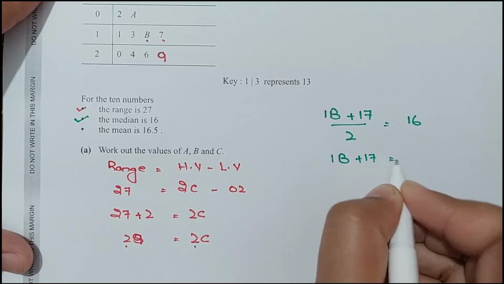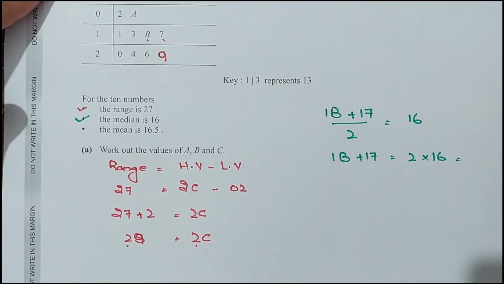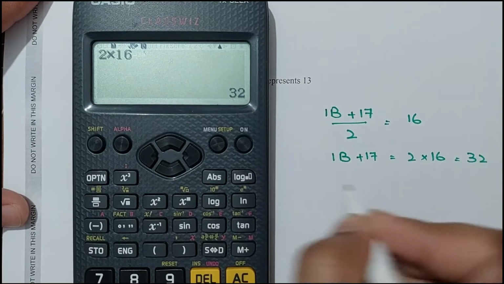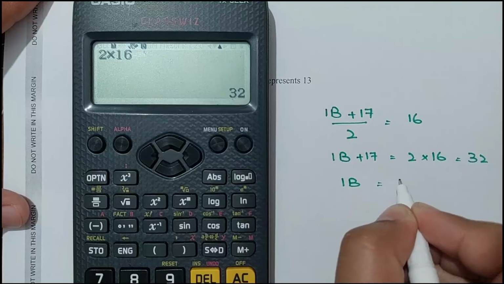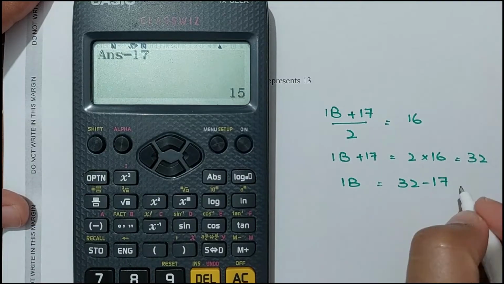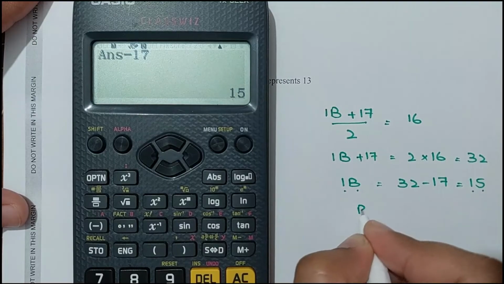Plus 17 equals 2 times 16. So 2 times 16 is 32. So 1B is 32. Take away 17, 32 minus 17, this is equal to 15. So 1B, 1B, so the B value is 5.